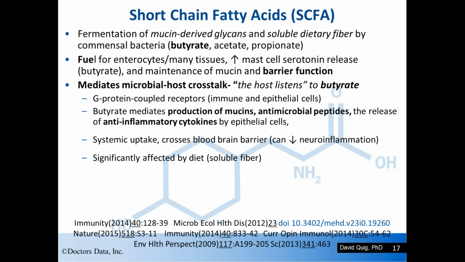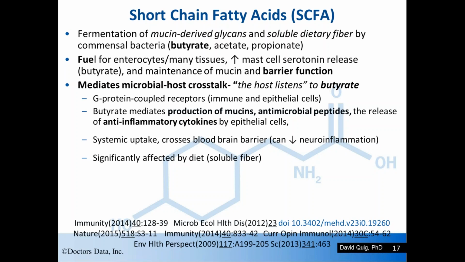Now, butyrate mediates what I've been referring to as microbial host crosstalk. That is, the host listens to butyrate produced by the commensals. And that happens through G protein coupled receptors that are located on immune and epithelial cells. The butyrate mediates the production of mucins, antimicrobial peptides, and the release of anti-inflammatory cytokines by the epithelial cells.